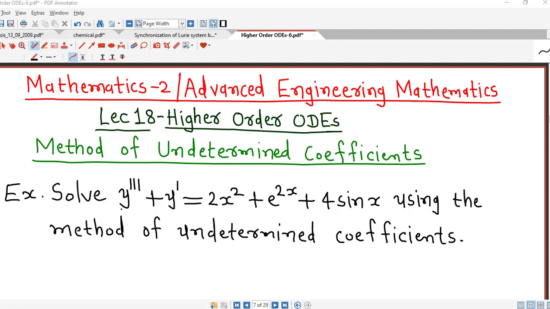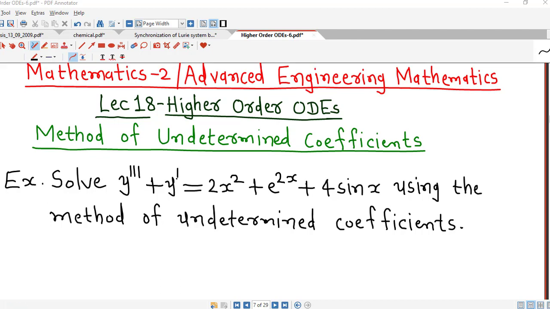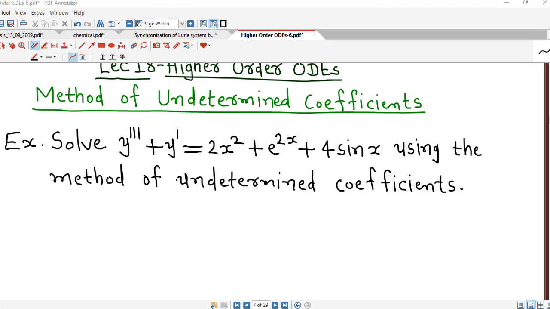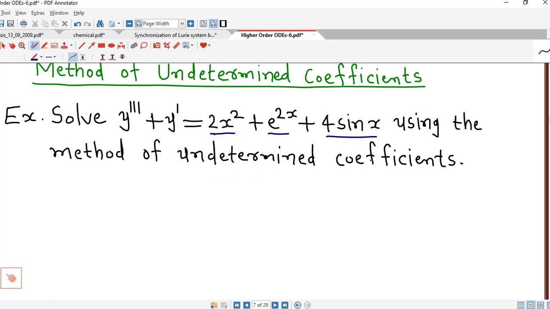In this lecture also we are going to discuss one more example on the method of undetermined coefficients. In this example, the right hand side of the given equation is the addition of a polynomial function, an exponential and a sine function. So we will see how to find the particular solution using this method if we have addition of more than one special function on the right hand side.